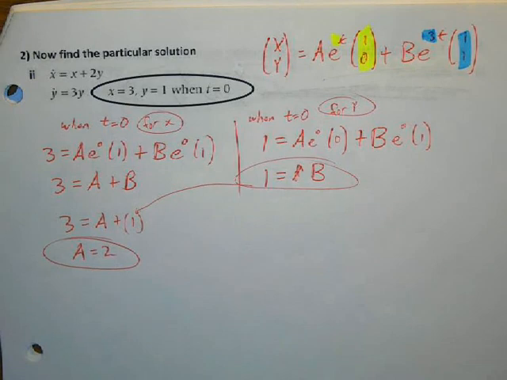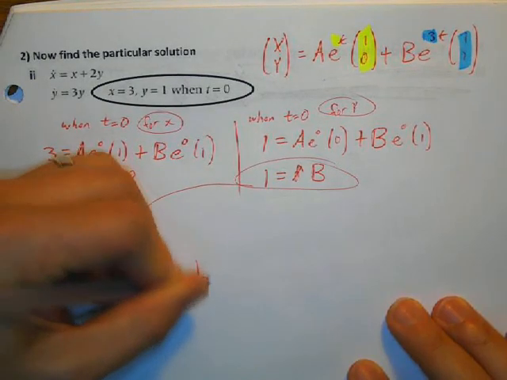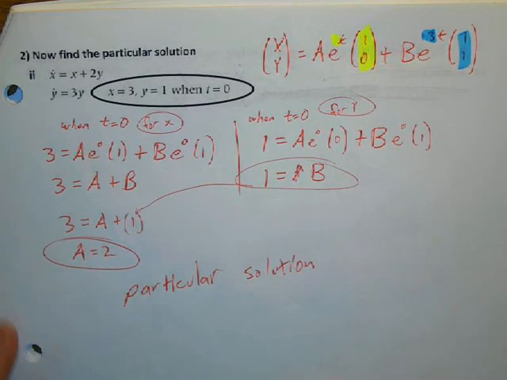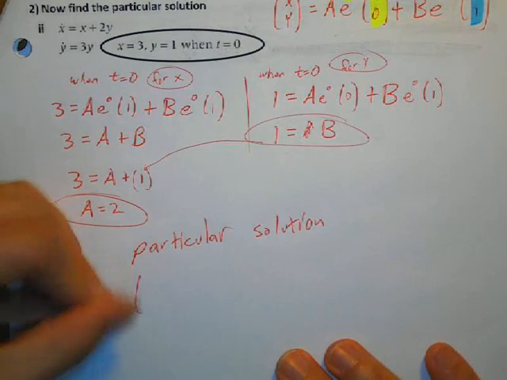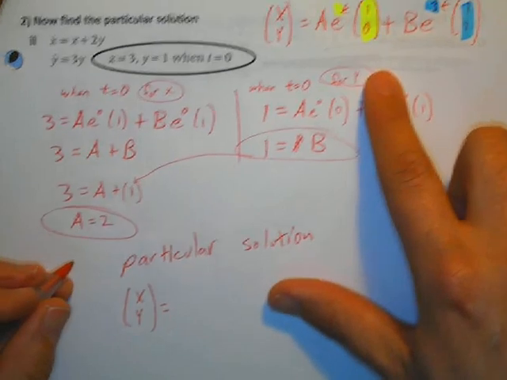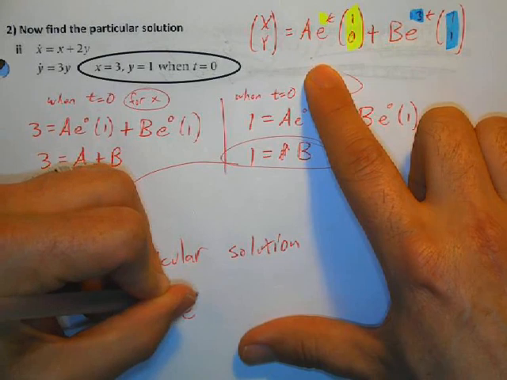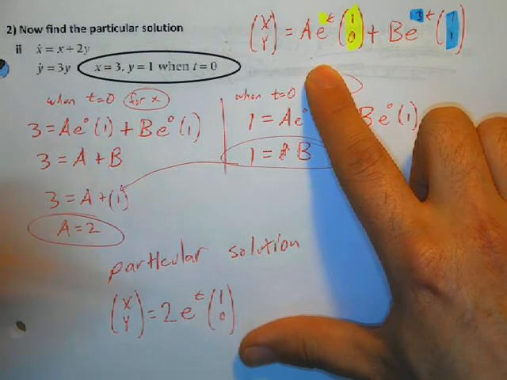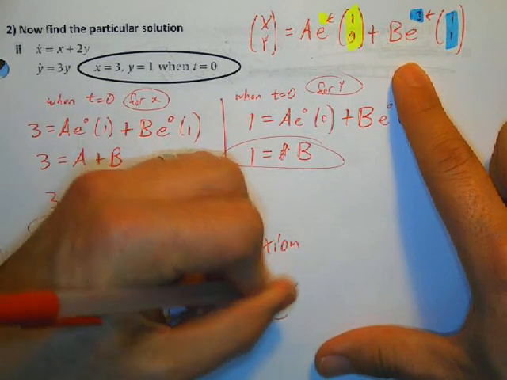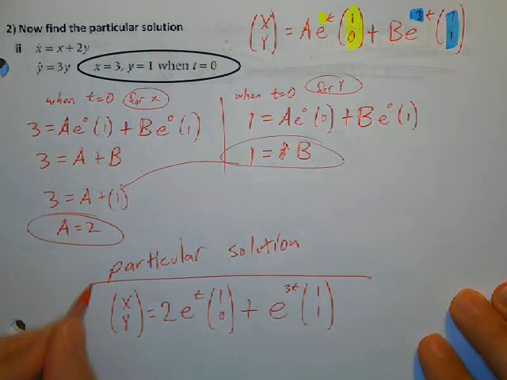So now we can write our particular solution. And our particular solution is xy equals, and I'm just going to rewrite this here, except my a is 2. 2 e to the t times 1, 0 plus, and b is 1, so e to the 3t times 1, 1. And there is my particular solution.